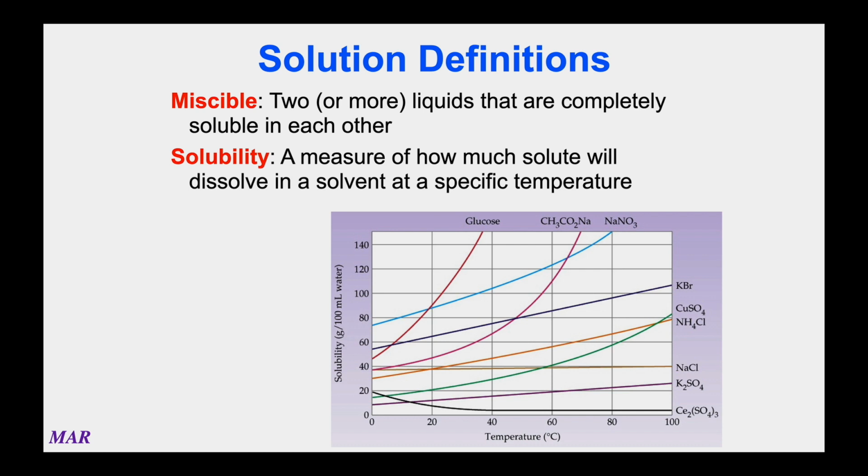Like glucose goes crazy, the sodium acetate goes crazy. However, on the bottom is a compound called cerium sulfate, and cerium sulfate solubility decreases with increasing temperature. So most of these will increase their solubility with greater temperature, but there are some compounds like that cerium sulfate that actually decrease their solubility with temperature. We'll talk more about why that's the case in Chem 223.